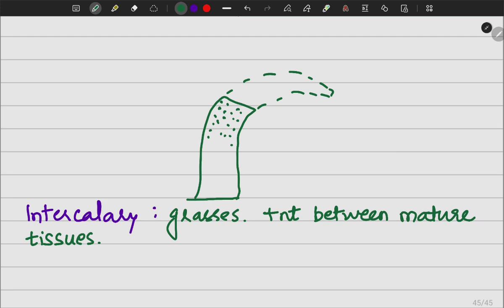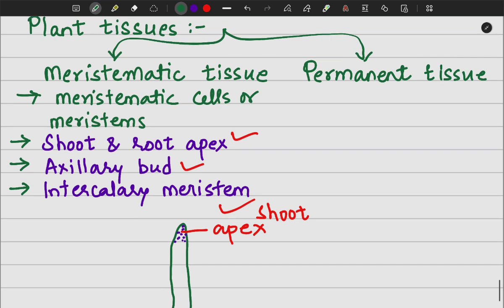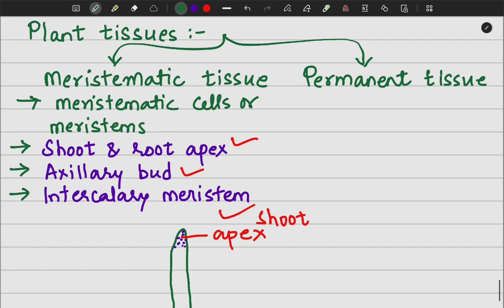They are present between the mature tissues, mainly found in grasses, and they are responsible for the regeneration of these grasses, which are usually eaten by herbivores like cows and deers. Alright, so this was about the meristematic tissue and the types of meristematic tissue. So these three types which we studied are called the primary meristems.